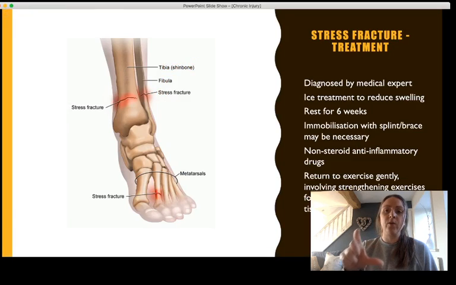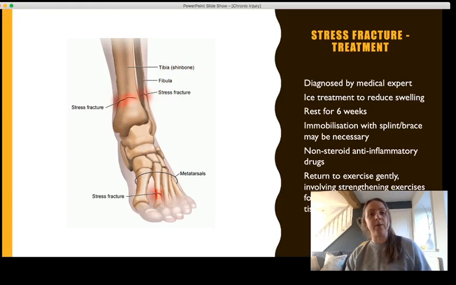So just thought we'd have a quick look at treatments of the stress fracture, because this is one of the injuries that we need to know the treatment method for. So just a quick roundup: it must be diagnosed by a medical expert. You would use ice to treat the swelling and reduce pain.